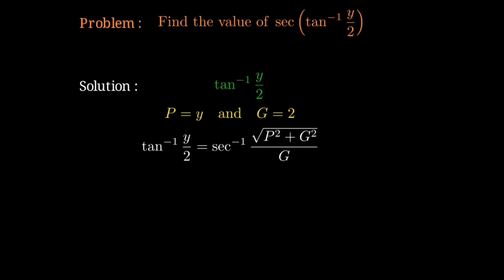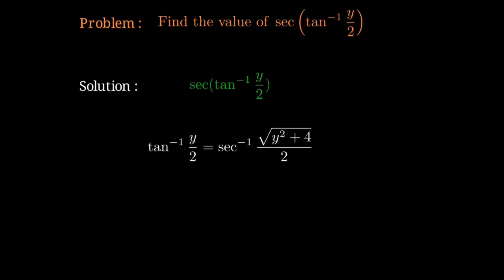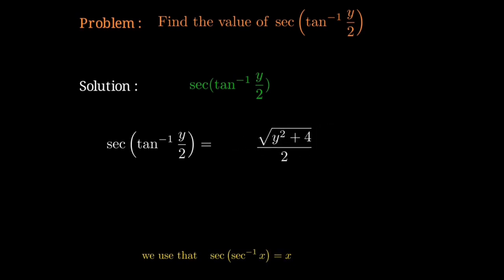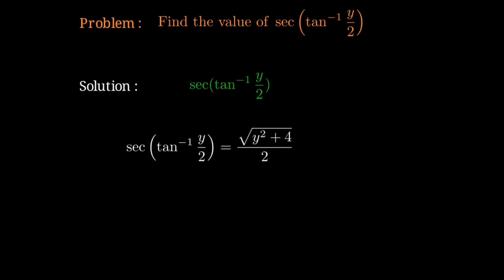Now, replace p with y, g with 2. Simplify, 2 squared is 4. We use that sec inverse sec x equals x. Therefore, sec of tan inverse y by 2 equals square root of y squared plus 4 over 2. That is the required value.